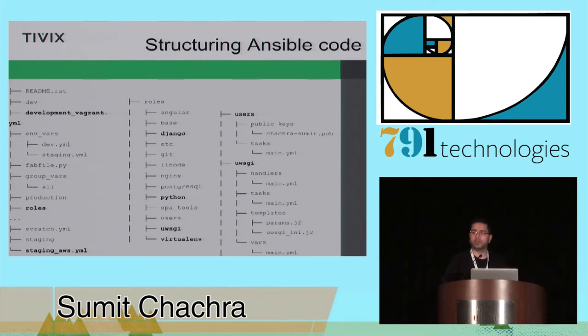So you can basically build these roles, and within these roles, as you can see on the right, under the uWSGI role, there are handlers, tasks, templates, and vars. I can't cover all of them, but the main one is tasks. That's where all your tasks go. The templates are very interesting. There's the uwsgi.ini template. Instead of having different templates in your code base for staging, production, et cetera, you can have one template. It's a Jinja template, as you can see, and then use variables.